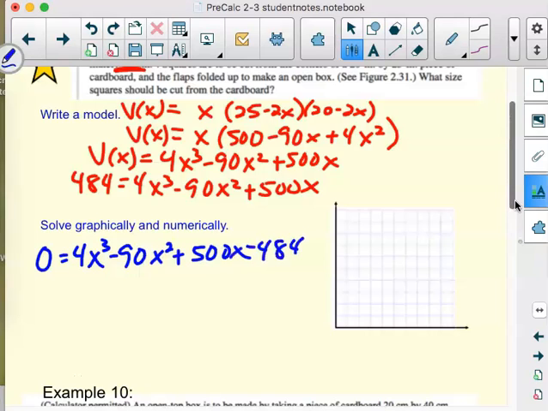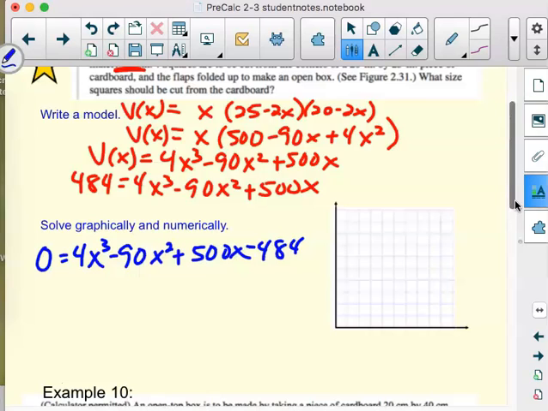And with this one, we have 4 terms. So our only hope of factoring this would be that we can go ahead and use factoring by grouping. So you look at 4x cubed minus 90x squared, and you think, well, I can pull an x squared out. I could pull a 2 out, but is that going to match what I would get if I were to try to factor 500 minus 484? And the answer is no. This is not going to be factorable by grouping.